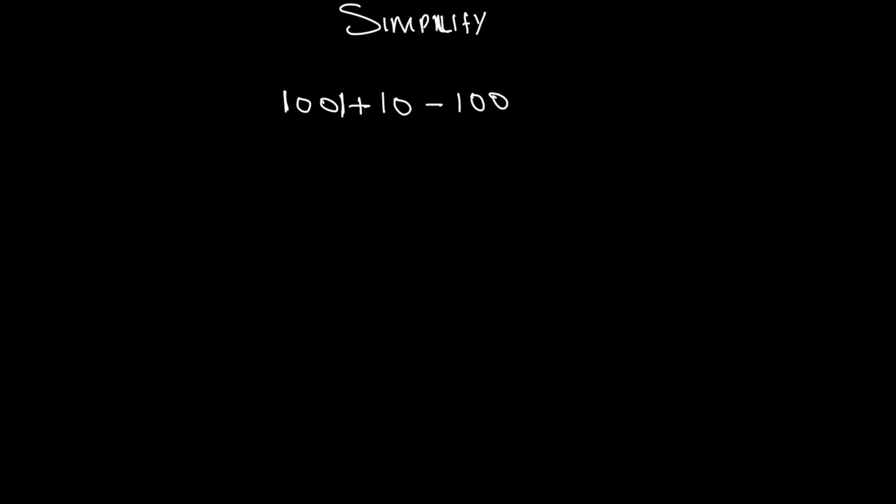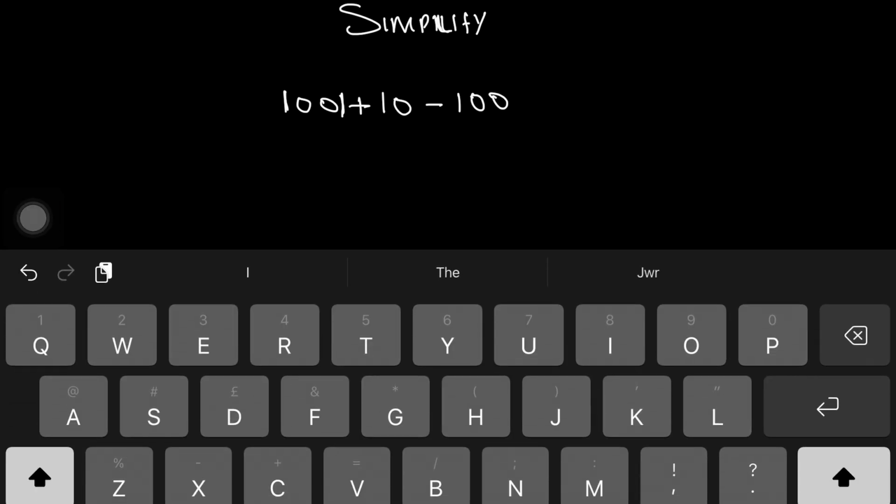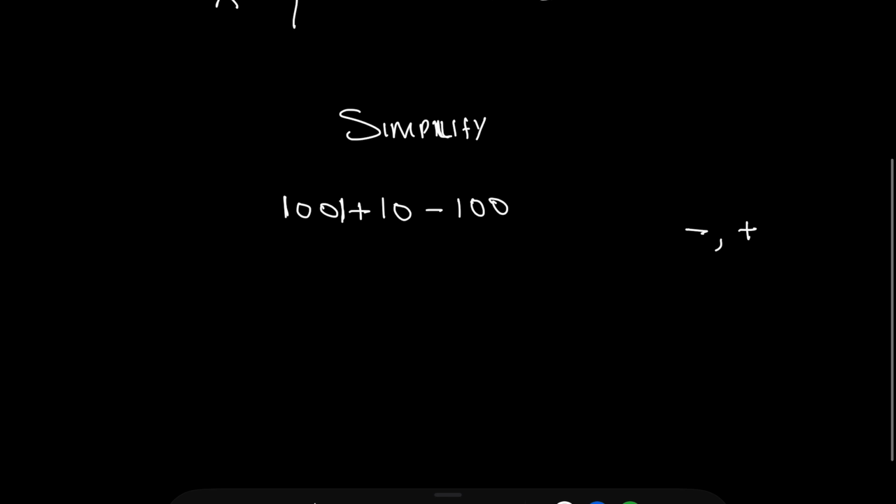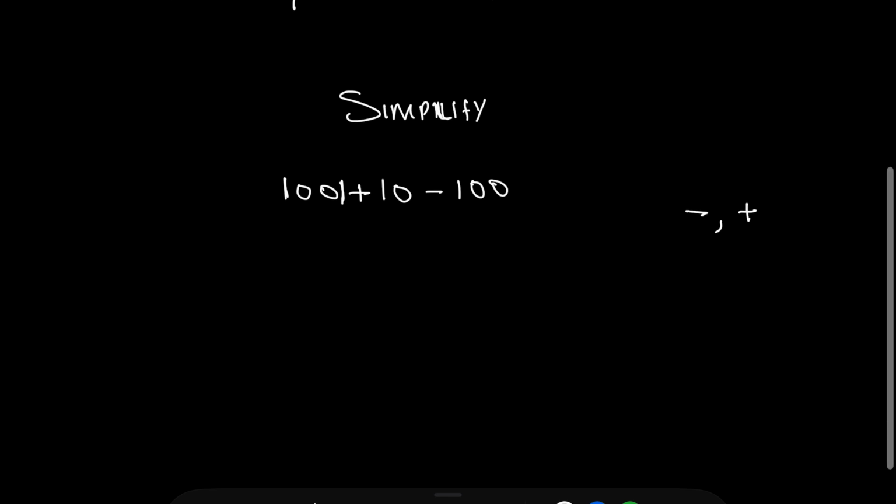Why? Because in this question, only two arithmetic operations are used: subtraction and addition. So it's our choice which one to solve first. If we also included division, then we would first find the division.